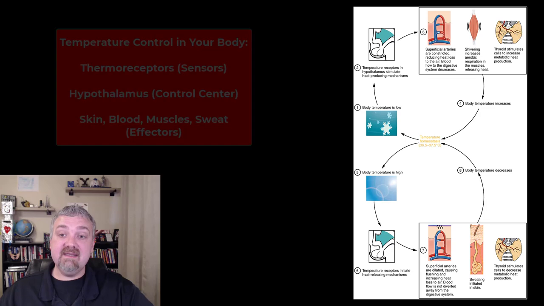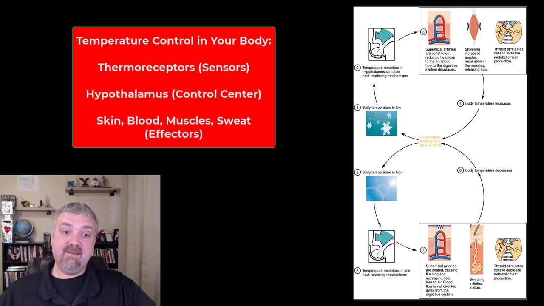But your body does the same exact thing. Here's how your body would maintain temperature. The receptors would be the thermoreceptors, your temperature receptors. The control center is in the hypothalamus part of your brain, which is critically important for maintaining homeostasis in lots of ways. And your effectors are all the things we see here: blood vessels, sweat glands, muscles.